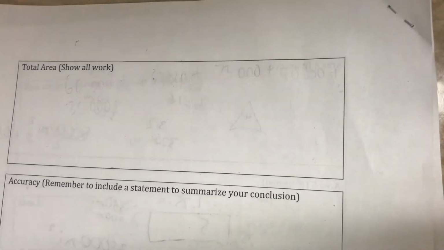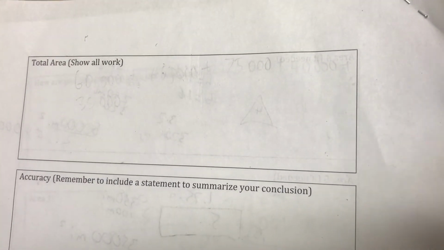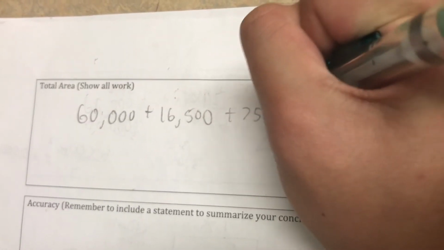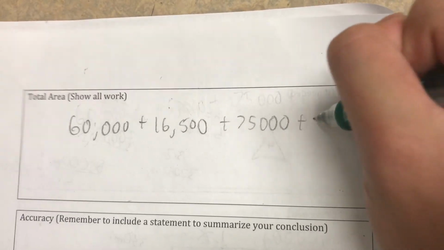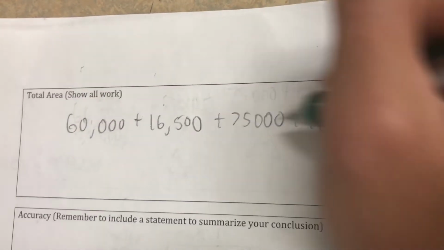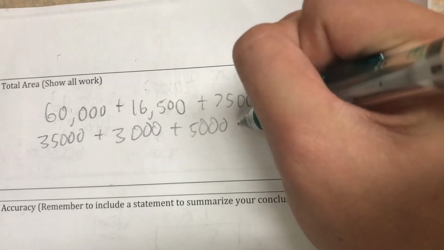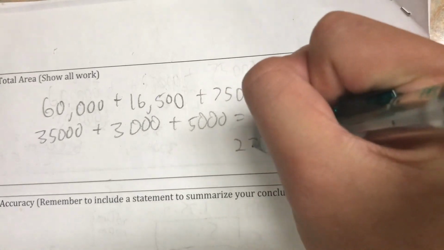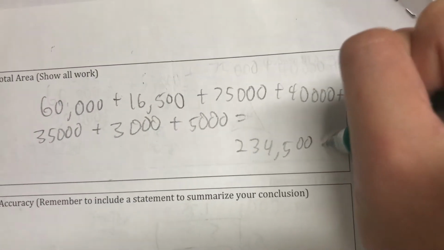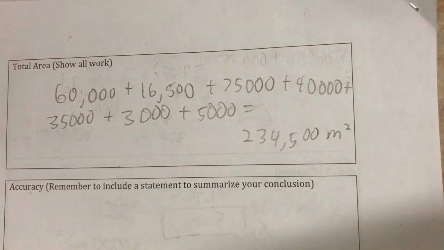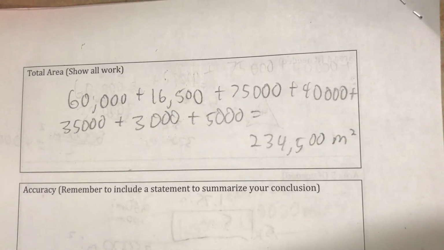Find the total area of Texas. We add up all the areas of every shape. The first one was 60,000 plus 16,500 plus 75,000 plus 40,000 plus 35,000 plus 3,000 plus 5,000. And from our calculations, we get 234,500, which is miles squared, which is the area of Texas, according to our calculations.